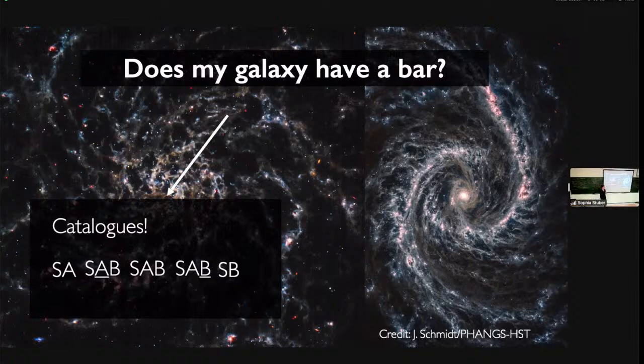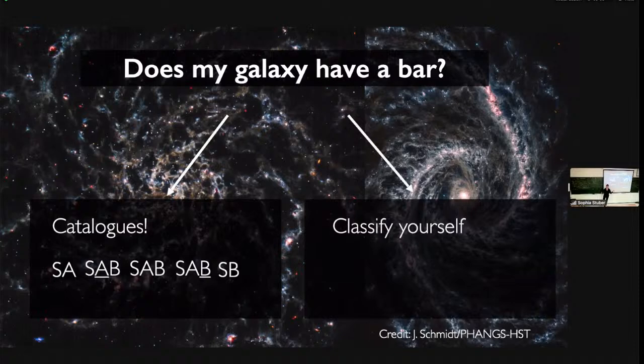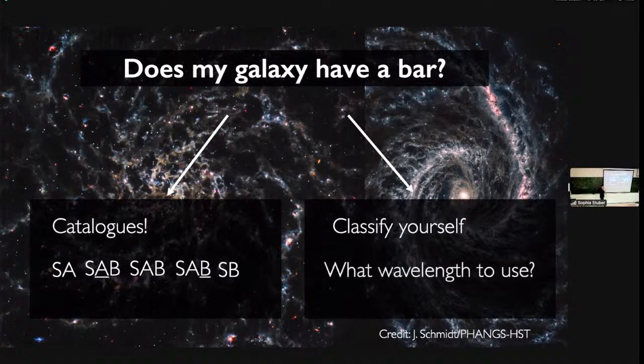You can simply try to classify the galaxy yourself. And there's nothing wrong with that, because a lot of these catalogs out there are based on visual classifications. So astronomers look at images of galaxies and classify whether they see a structure in there, if they see a bar or not. So you can do the same, of course. But then there's another question that you need to answer if you want to do that. What wavelength should you use? What image should you look at? Because nowadays, for some galaxies, we have basically covered the full spectrum. We have observations from radio to X-ray data. And you potentially could use any of those. Does it matter at all?